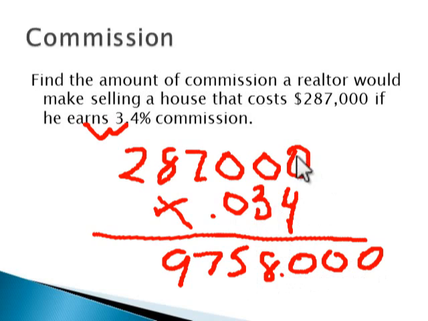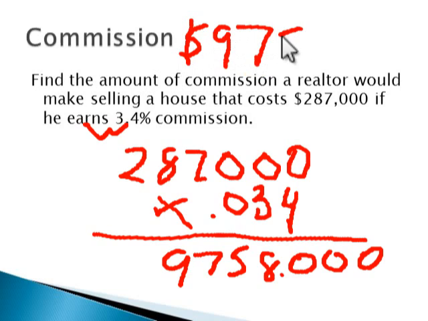And so the amount of money that this person is making for her commission or his commission is $9,758. So even though this person only gets 3.4% commission on a $287,000 house, this person is making, by selling this one house, $9,758.